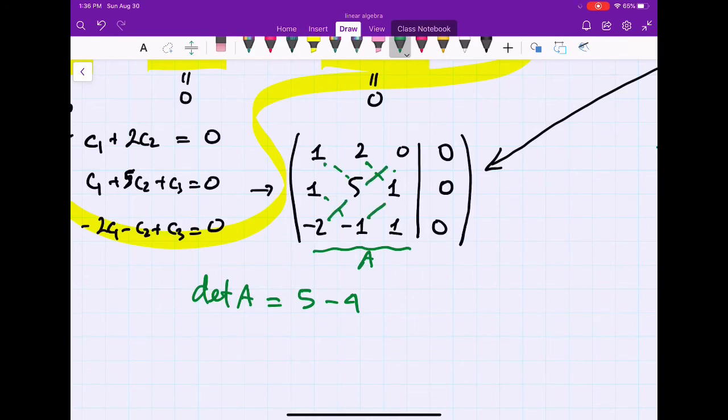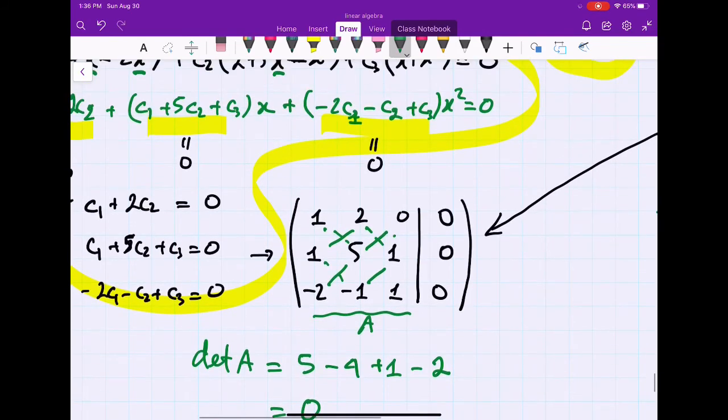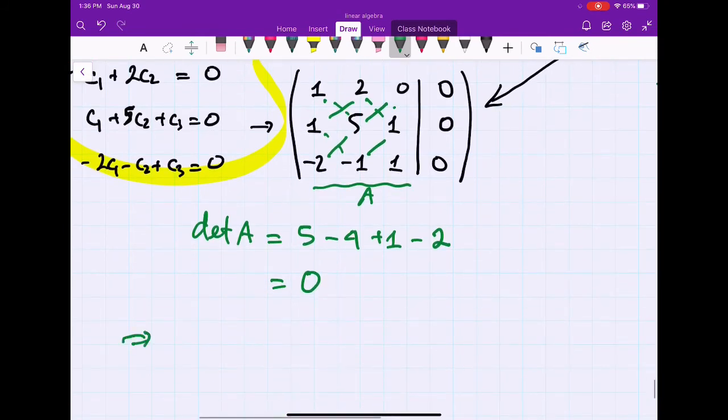1, 1, 1, negative 1. So I have plus 1 because that is the odd diagonal, right? 1, 2, 1 is 2 with negative. So I will have the following one. Oh, I get 0. So what does it mean? That means it is not linearly independent, or linearly dependent.